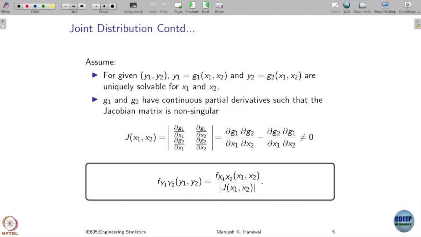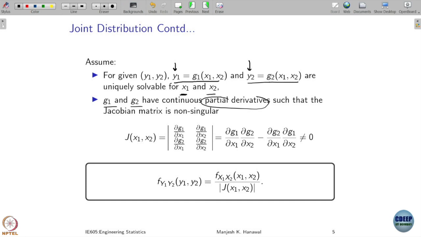So I will look into some simple methods to compute this. For that we will assume that we have two equations, right? This is one equation, this is another equation. For given x1 and x2 values, you get y1, and for the same x1 and x2, depending on your function g2, you will get y2. Let's say that these are such that for a given value of y1 and y2, you can uniquely get the corresponding x1 and x2 that result in this value. Now also assume that your functions g1 and g2 have continuous partial derivatives. I am talking about partial derivatives here because the g functions are functions of multiple variables.